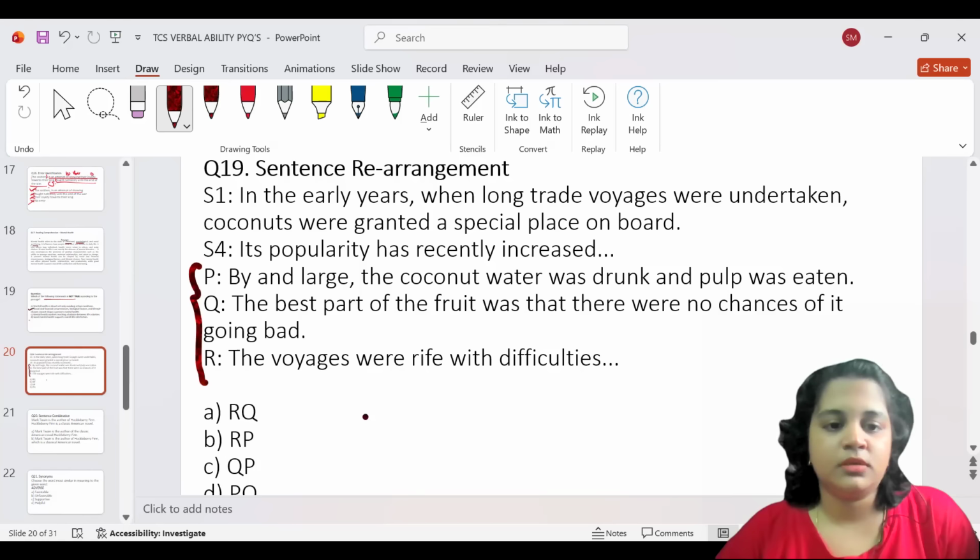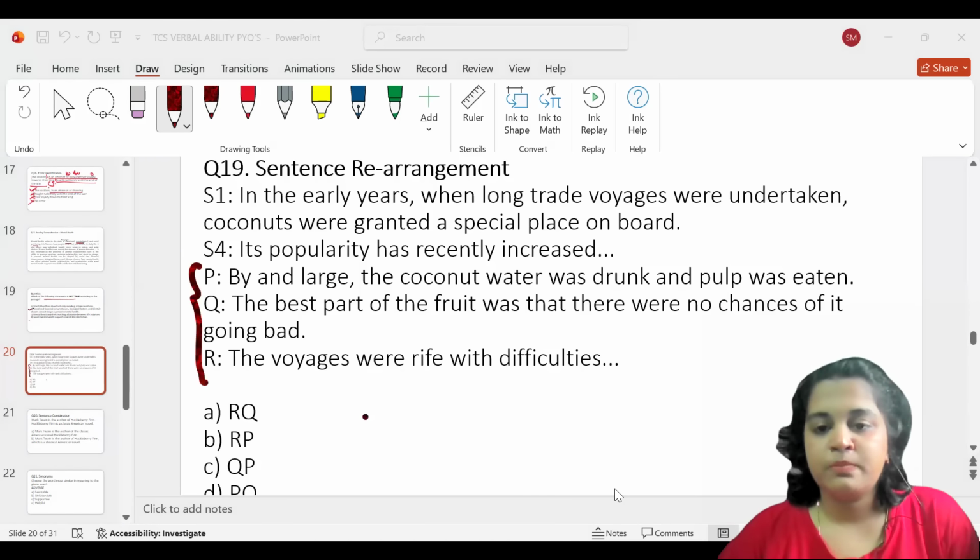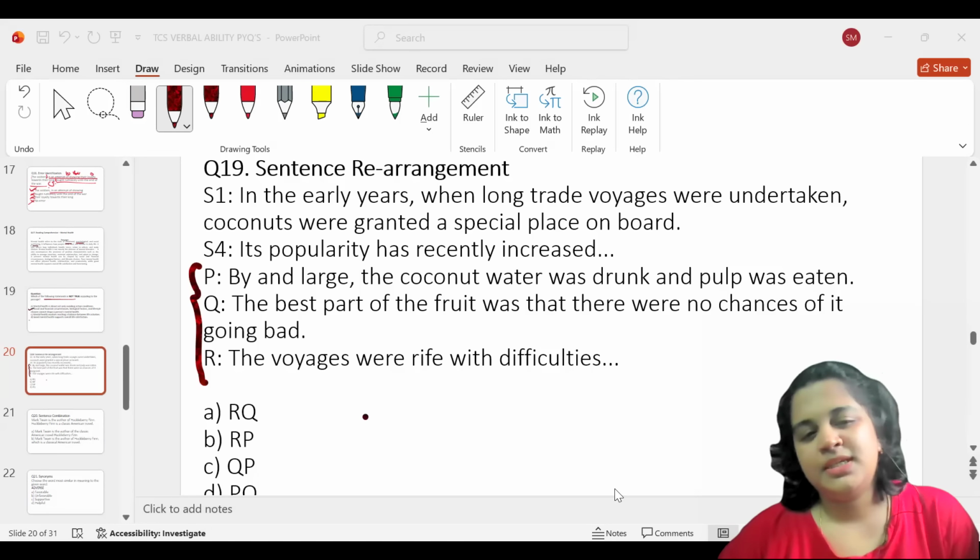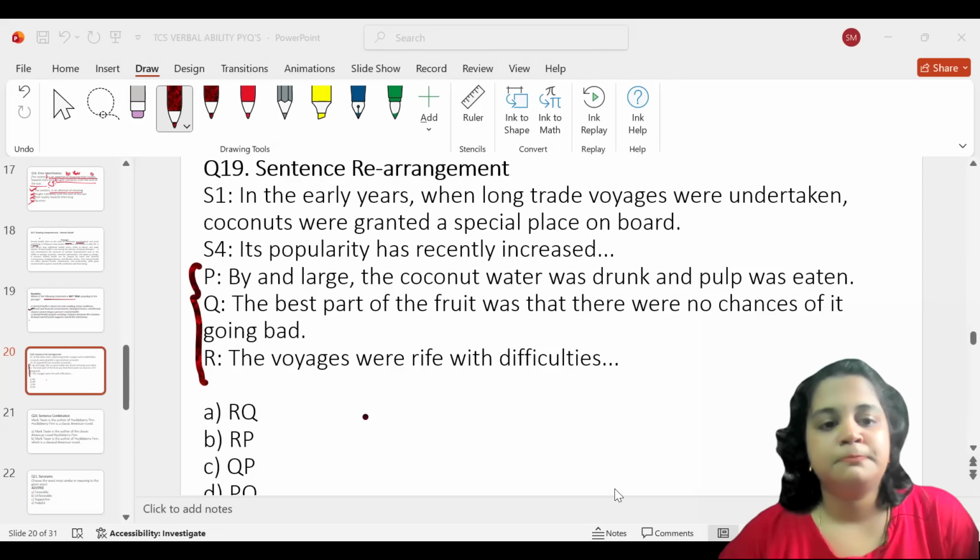I don't know if this is true. The best part of the fruit was that there were no chances of it going bad. I'm not sure about that, but they've given it in the passage. So for reading comprehensions and sentence rearrangements, just don't overthink it too much. If an option directly contradicts, just choose it. It will be correct.